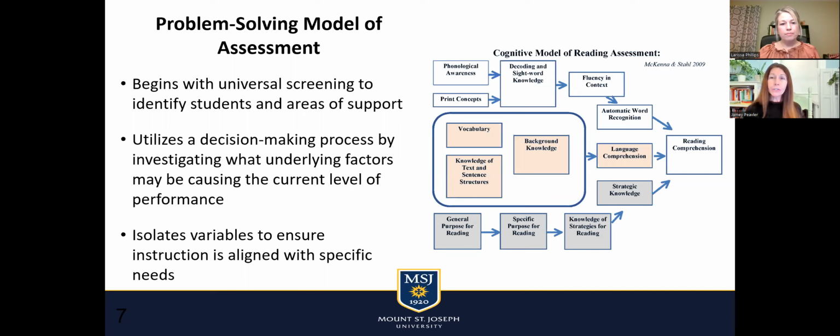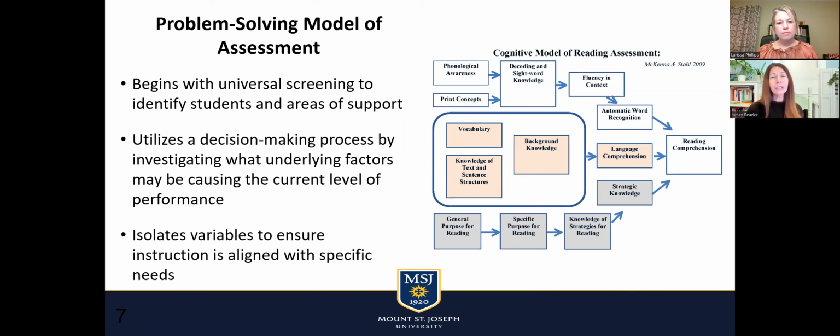And so that universal screener is going to do a couple things for us. One of the things it's going to do is identify the students who aren't reaching those grade level benchmarks. They're the students that are telling us that they need us to pay attention and figure out what their areas of instruction are. So that's step one.